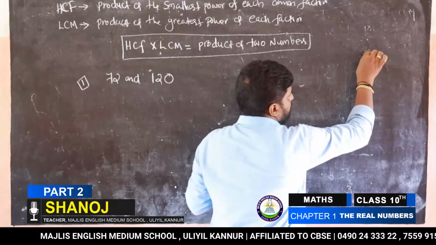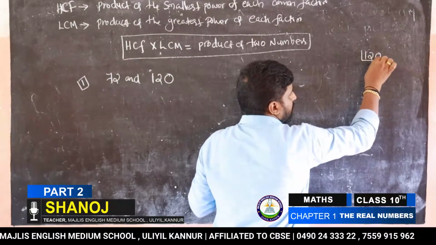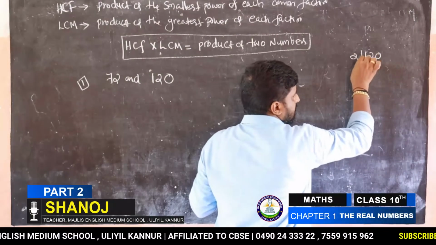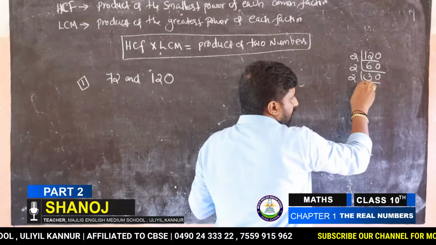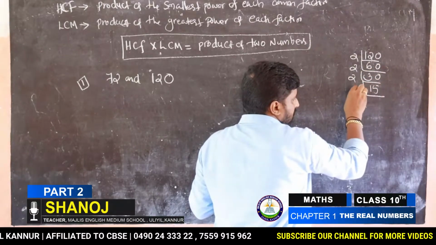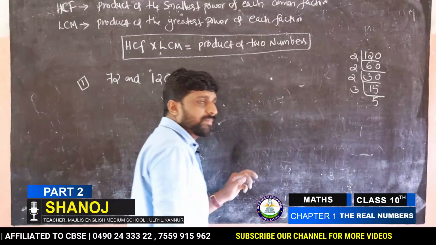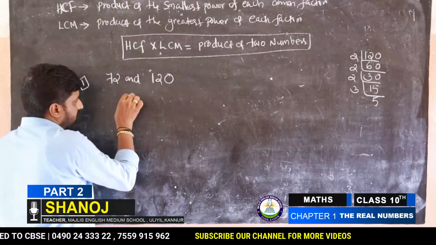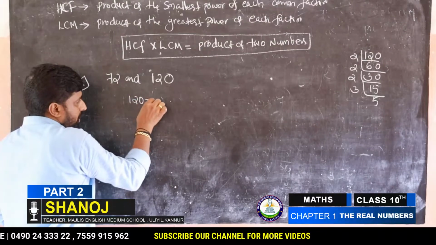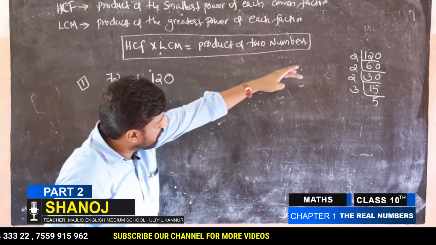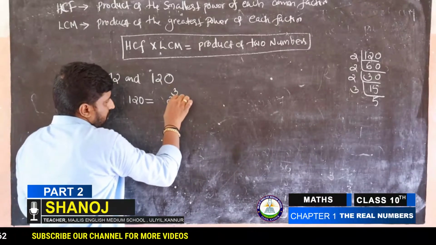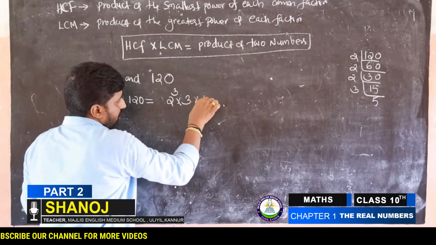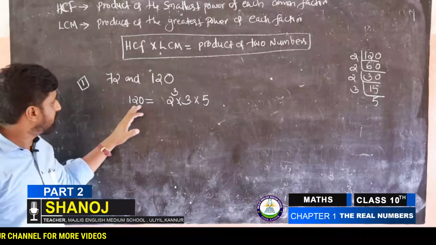Suppose 120. Divide by 2, that is 60, again 2, that is 30, again 2, that is 15, 3 and 5. Now this 120 can be expressed as 120 equal to 2, 3 times, that is 2 cube into 3 into 5. 120 can be expressed like this.